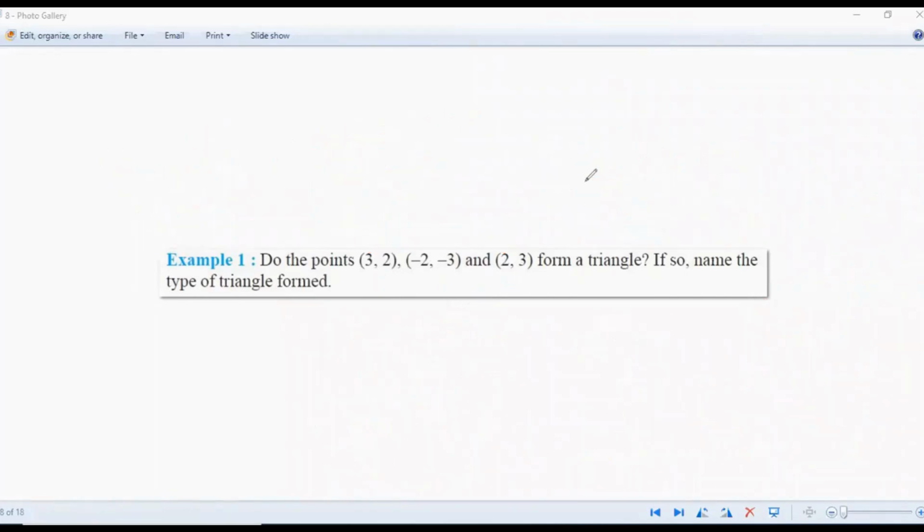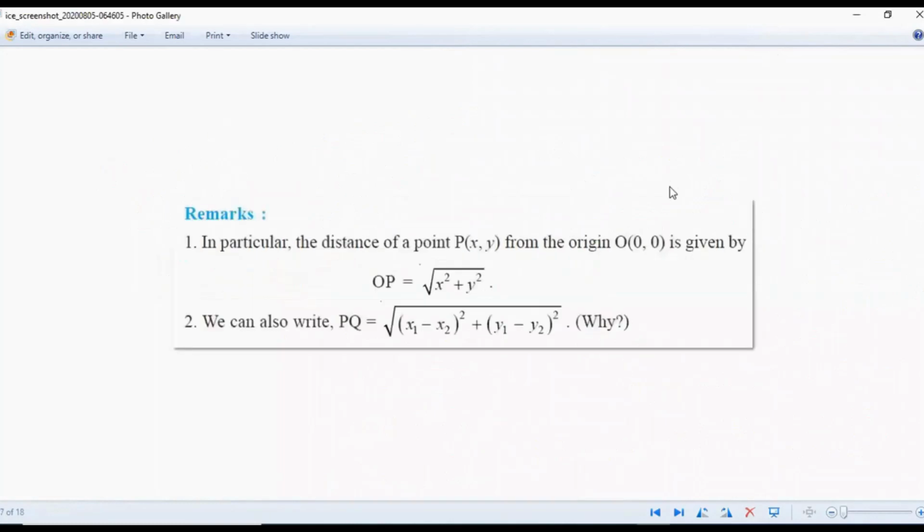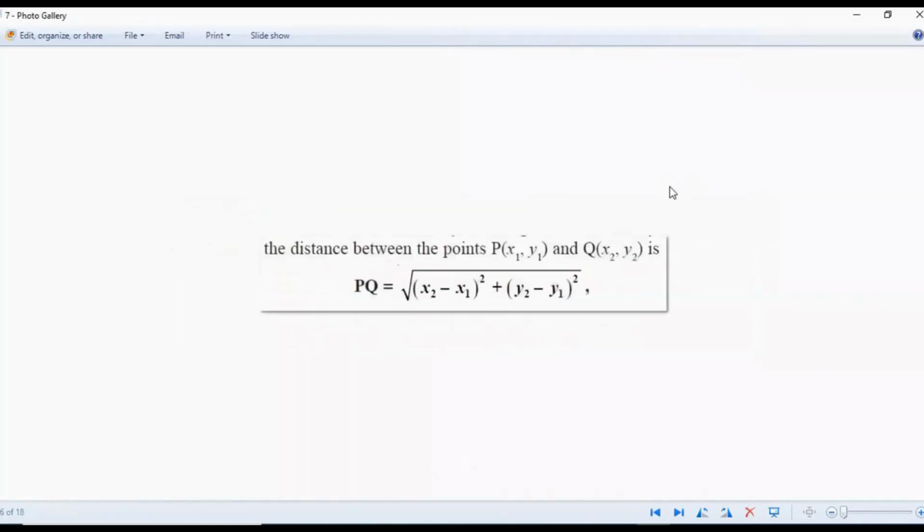Okay, so today we discussed only one question, and there are many application problems. We will see some different types of problems in the next lesson. So you have to memorize this formula. PQ is equal to the square root of (x2 minus x1) whole square plus (y2 minus y1) whole square.